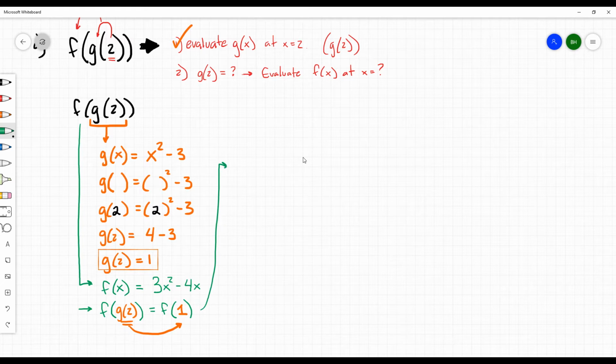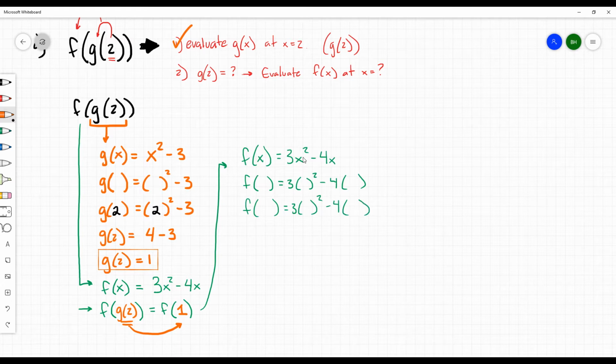So I'm going to come up here, I'm going to rewrite this. We have f of x again equals 3x squared minus 4x. And we'll solve this out. F of something, we're going to plug in a value. And everywhere we see the x term, I like to put a set of parentheses. And then we know now that that set of parentheses is going to contain a value of 1. Because g of 2 is equal to 1.